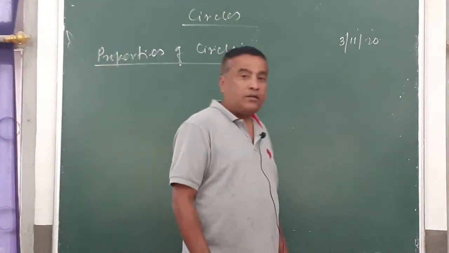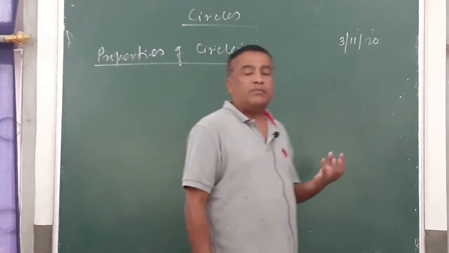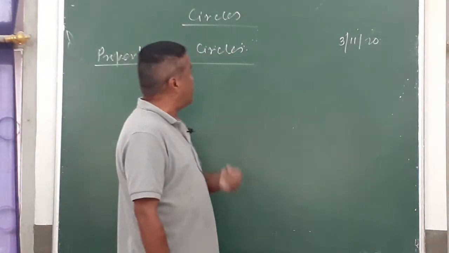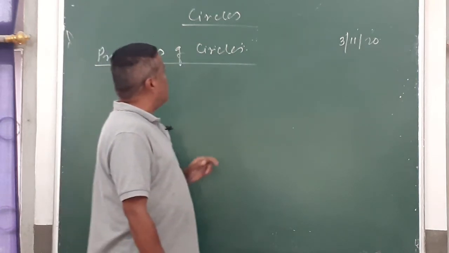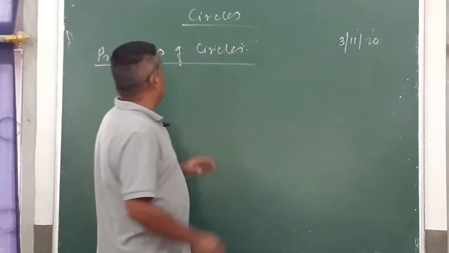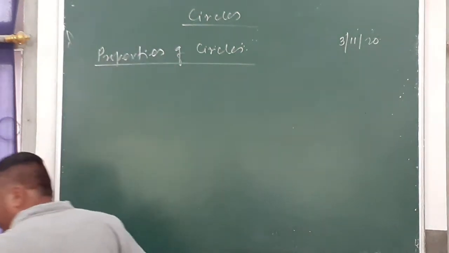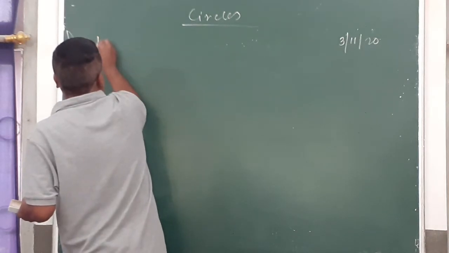Okay, morning everyone. Today we are going to start the last chapter in mathematics called circles. Before starting circles, first you have to know the properties of circle. Number one is angle property.